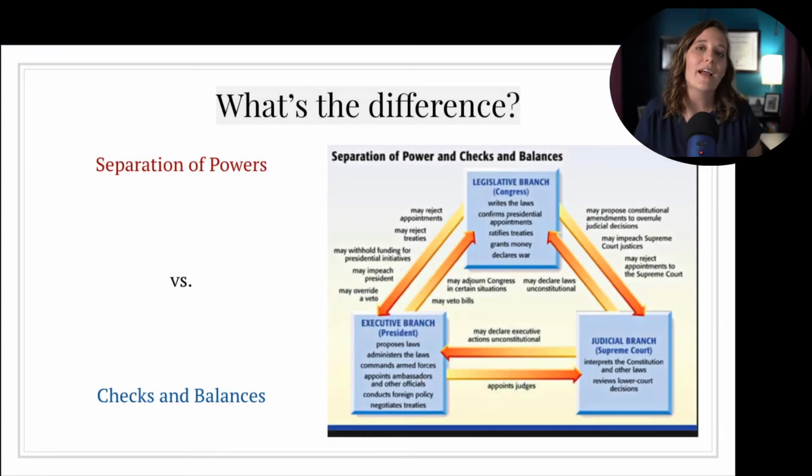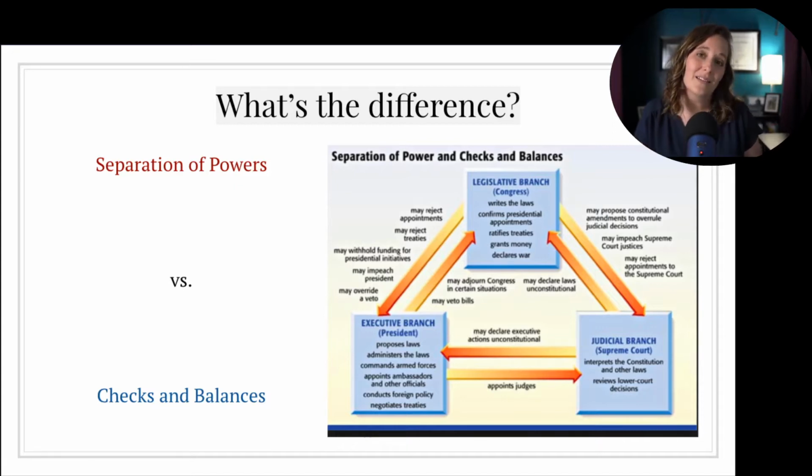I often find that students get confused when we're talking about the difference between separation of powers and checks and balances. So first, let's get their definitions. Separation of powers is the idea that each branch of government has its own distinct powers, separate from those of the other two. So, for example, Congress has the power to write laws, whereas the president has the power to enforce laws.